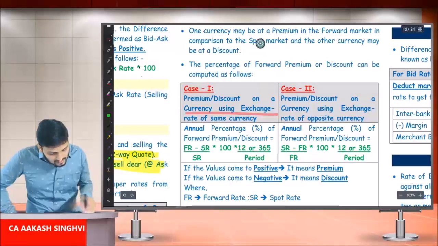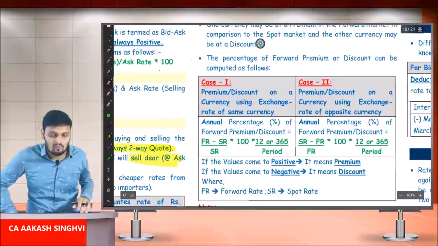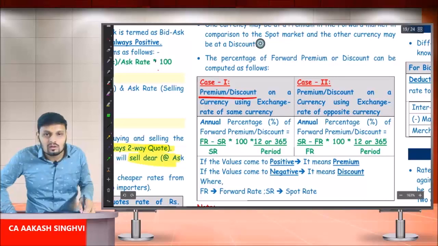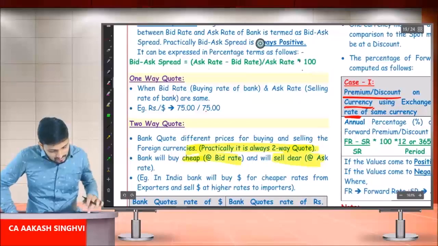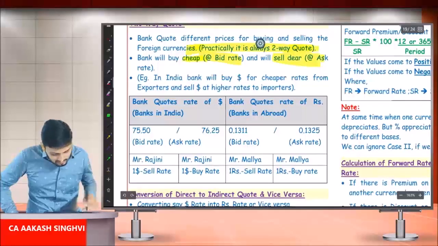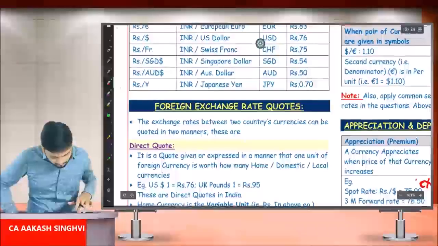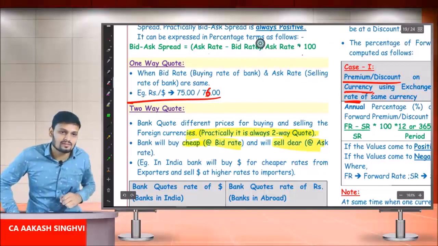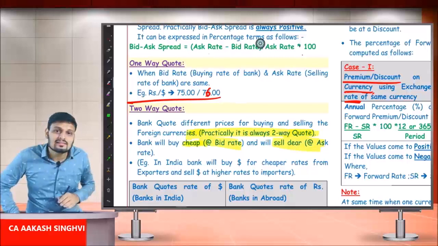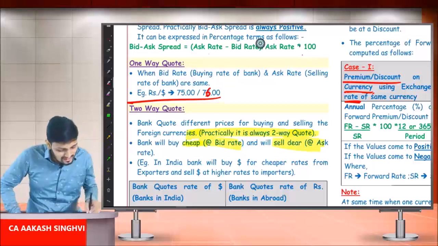Premium or discount on a currency using exchange rate of the same currency. I will tell you what I am trying to tell here. Premium or discount on a currency using exchange rate of the same currency. Guys, try to understand this carefully. Okay, I'll just explain it from this particular point. Let us assume this is 76 for our example as of now, right? Can I tell that this is the exchange rate of rupee or dollar? It is the rate of which currency? It is the rate of dollar.